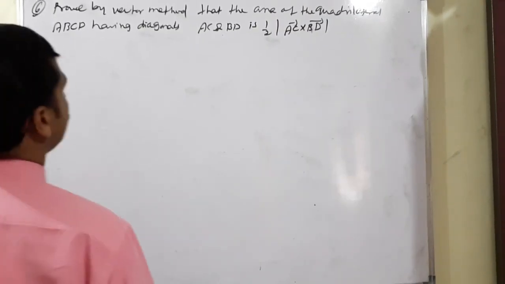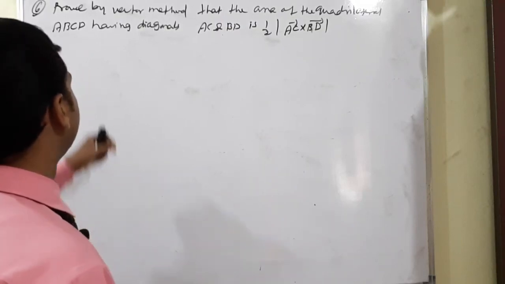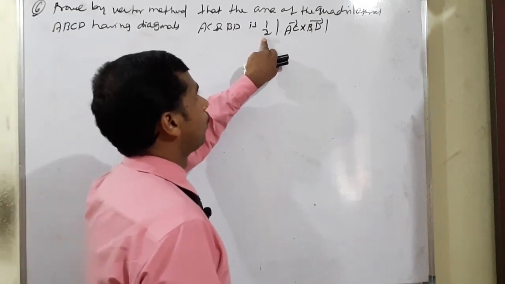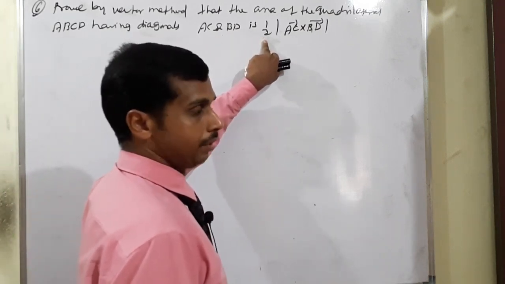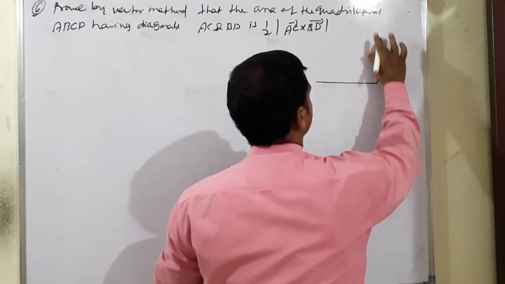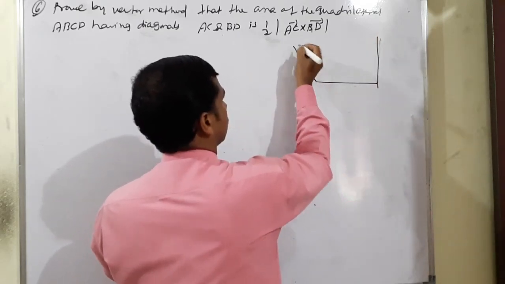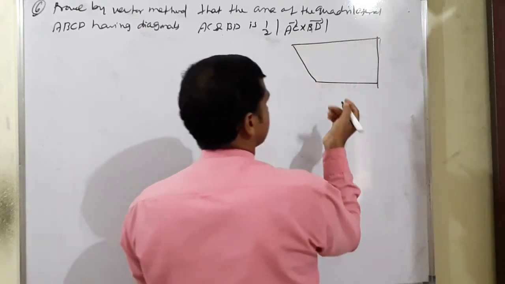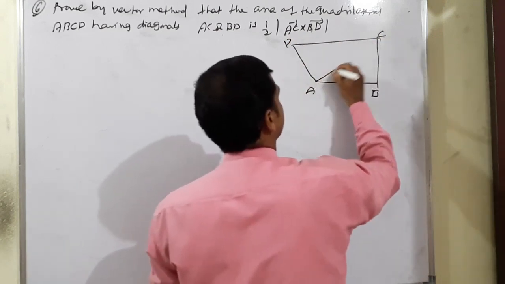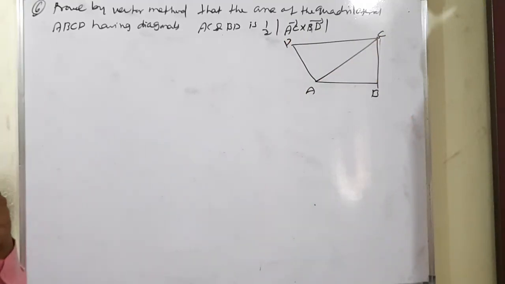Question number 6. Prove by vector method that the area of quadrilateral ABCD having diagonals AC and BD is half into modulus of AC vector cross BD vector. Quadrilateral means four sides of different lengths, and look at the diagonals.